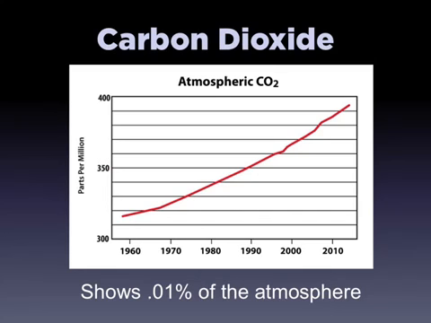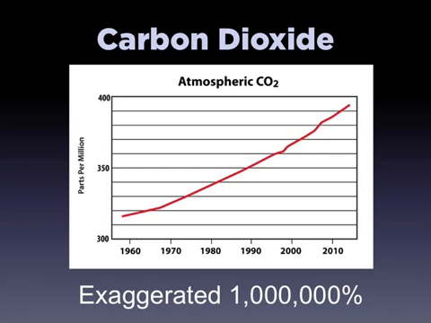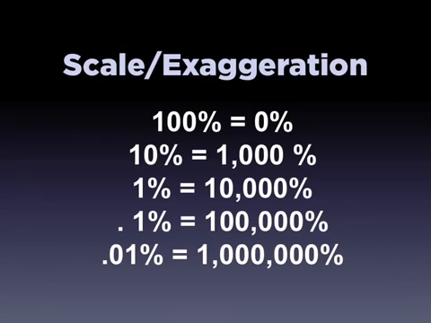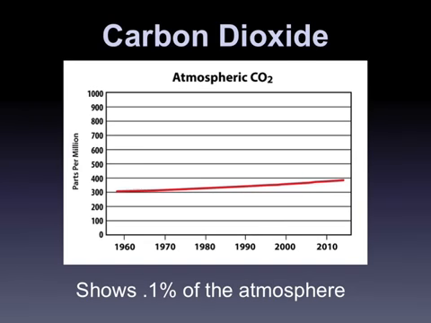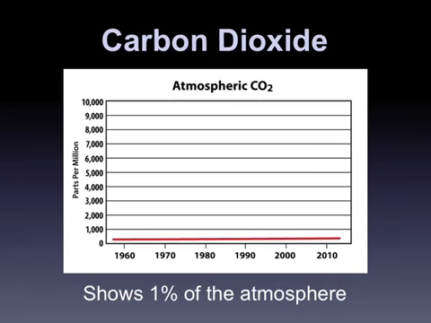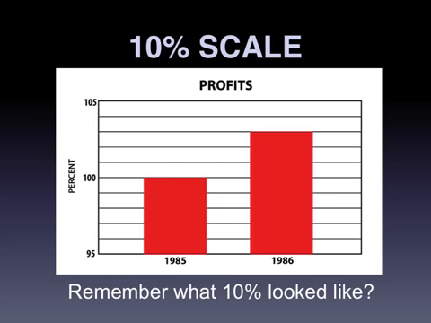So now let's look at carbon dioxide. Most carbon dioxide graphs are shown at about a 0.01% scale, which means they are exaggerating the data 1,000,000%. Here's a chart I made that shows you how I came up with the math to show you how much they're exaggerating the data. This is what the increase in carbon dioxide looks like at 0.1%, and this graph shows just 1% of the atmosphere, and you can't see any increase in carbon dioxide. Remember this 10% graph? All of a sudden exaggerating the data by only 1,000% doesn't look so bad. Oh, and by the way, my boss at this financial company went to prison for fraud.